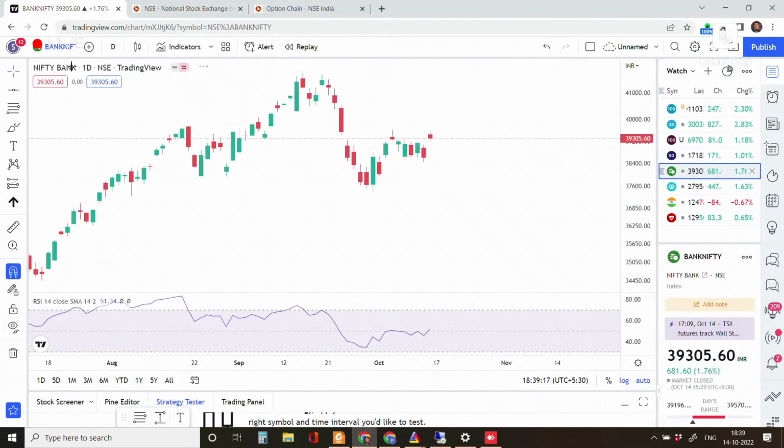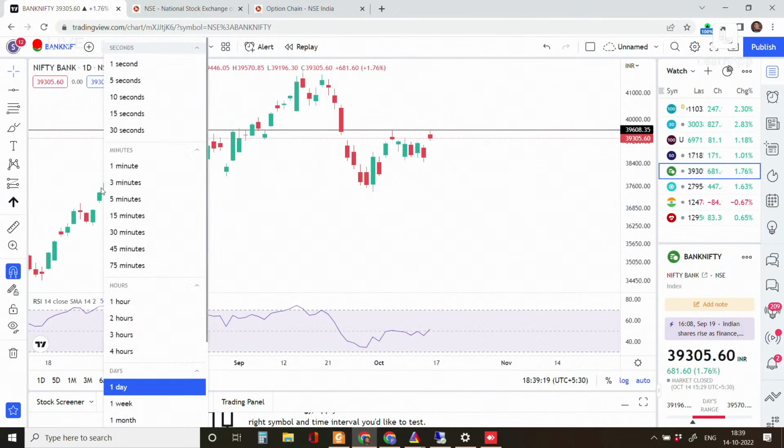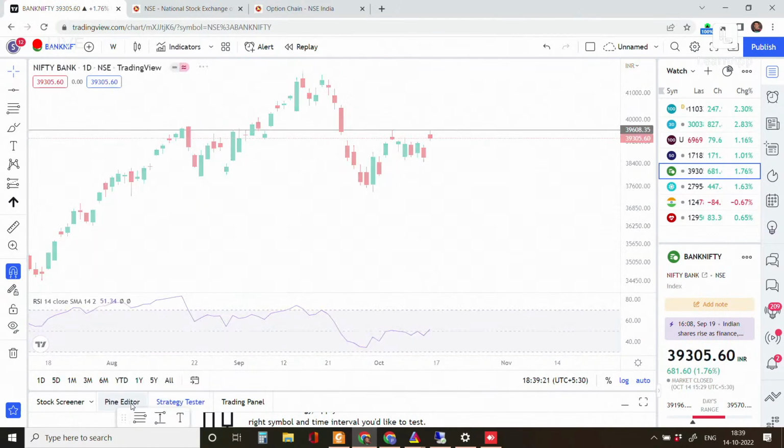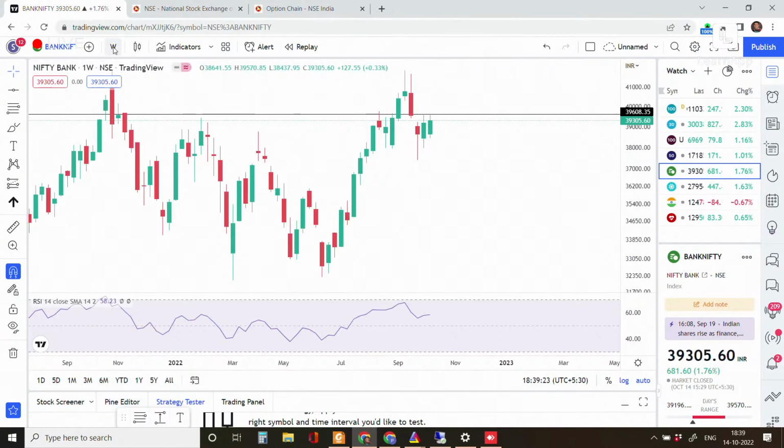Let's move to Bank Nifty. How many Bank Nifty traders over here? How many of you trade Bank Nifty? Say yes. Bank Nifty is one of the favorite instruments of a lot of Indian traders. Say yes.